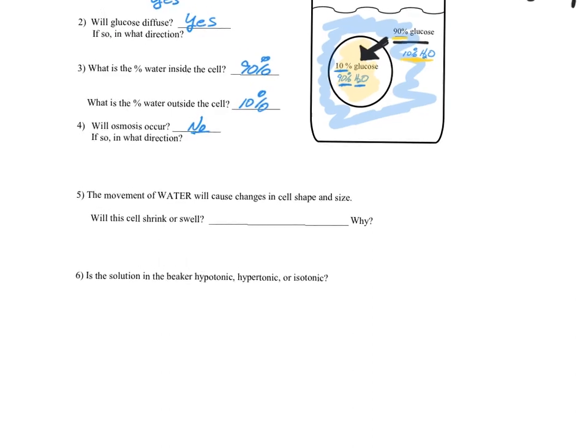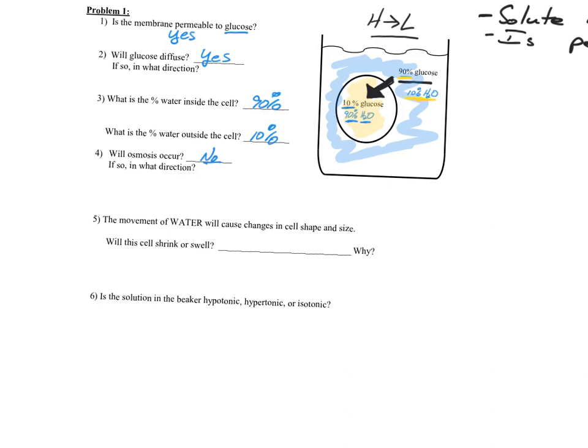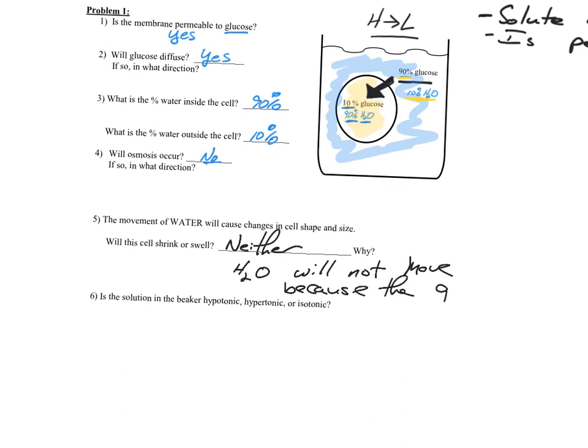The movement of water will cause changes in the shape and size. Will this cell shrink or swell? Neither, right? Why won't it shrink or why won't it do either? Water will not move. Because why? The glucose moved. The solute will move and everything will settle out. Are we clear?